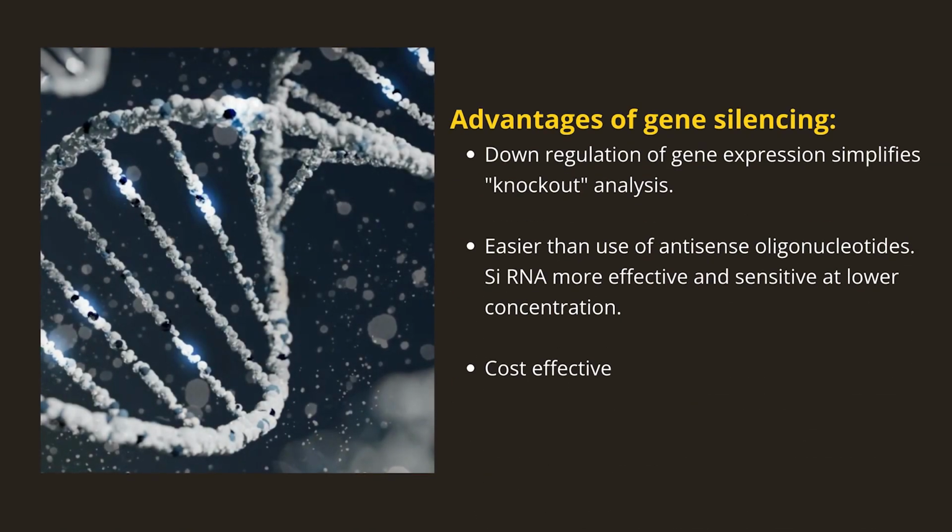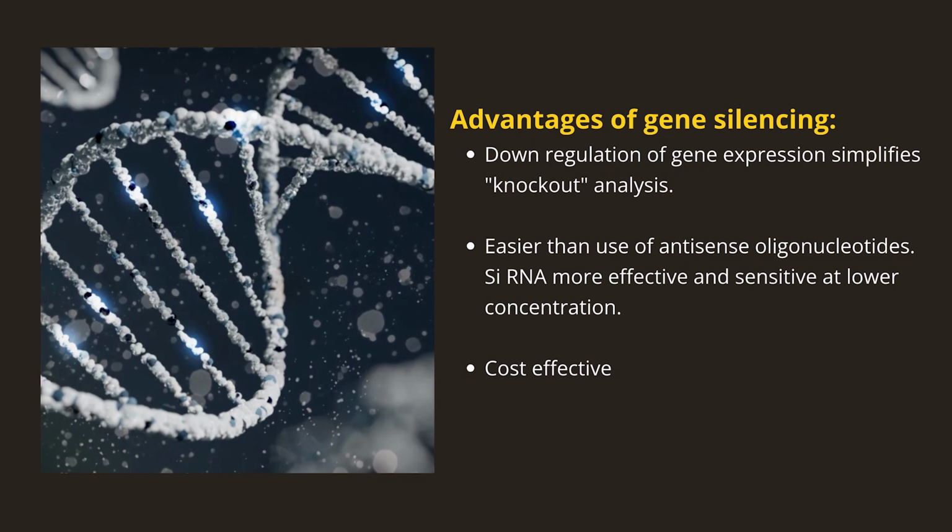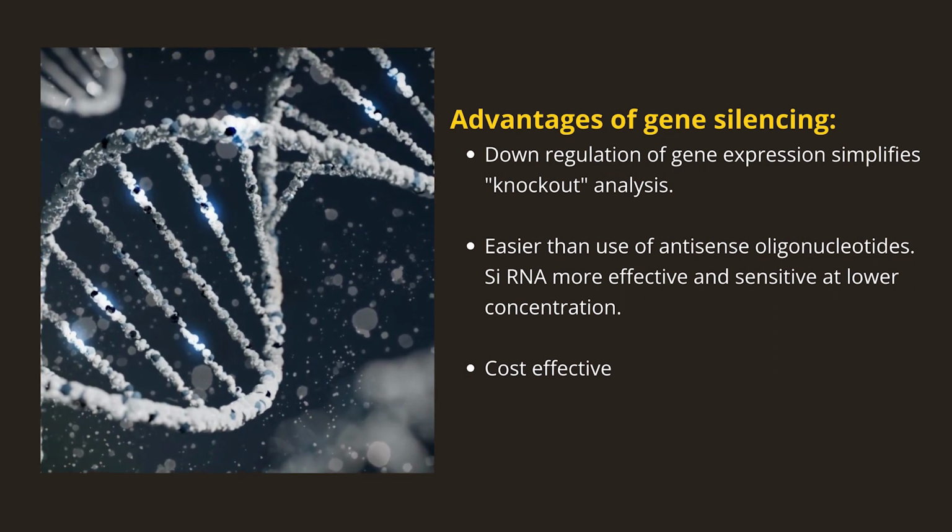Advantages of gene silencing: down regulation of gene expression simplifies the knockout analysis, easier than use of antisense oligonucleotides, that is siRNA, more effective and sensitive even at lower concentrations. It is a cost effective phenomenon. High specificity: the middle region, that is 9 to 14, is more sensitive with siRNA. The researcher can simultaneously perform experiments in any cell type of interest. They can be labeled. Ease of transfection can be achieved by use of vectors.